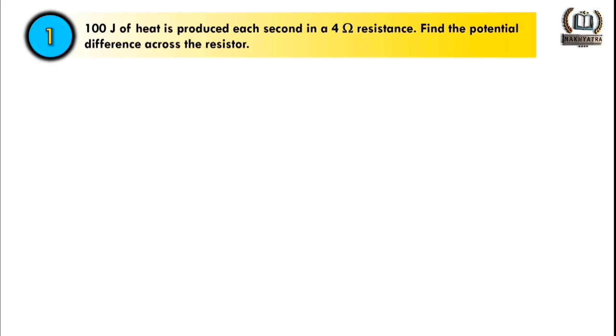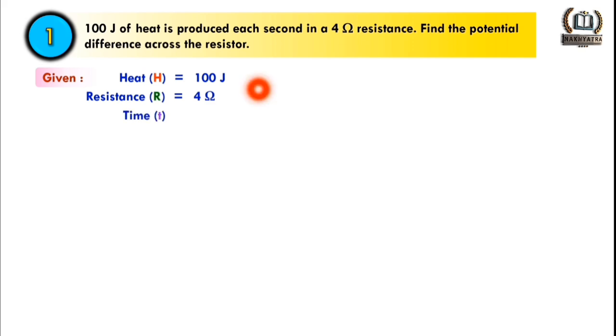Now look at the first question. 100 joule of heat is produced each second in a 4 ohm resistance. Find the potential difference across the resistor. Heat is given, time is given and resistance. So we have to find out the potential difference. We are given heat equal to 100 joule, resistance equal to 4 ohm and time t equal to. So guys, can you tell me what is the time here? Yes, it is 1 second. Each second means 1 sec. So don't get confused.